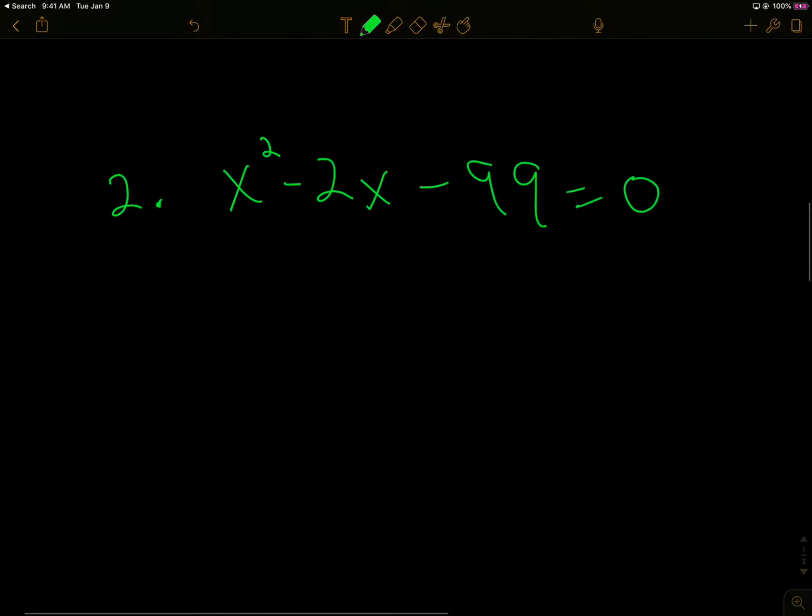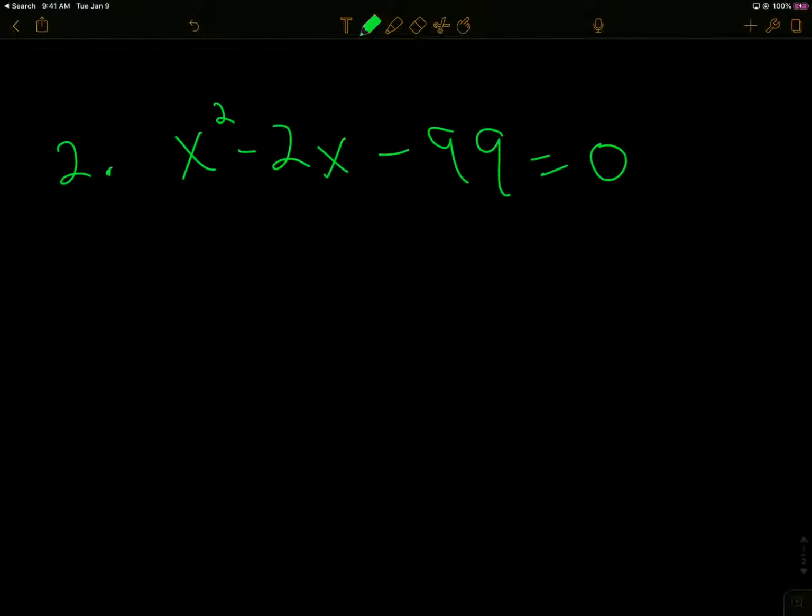Let's do another one. You can take a second, pause the video here, and try to solve it. So pause the video now and try. Okay, welcome back. So let's see if you did okay here. We want to write this in factored form equaling 0. So it's going to be x and x. Now I'm looking for two numbers that multiply to negative 99 but add to negative 2.